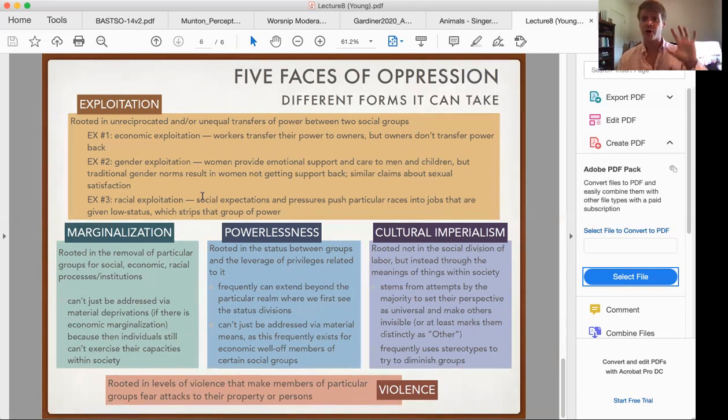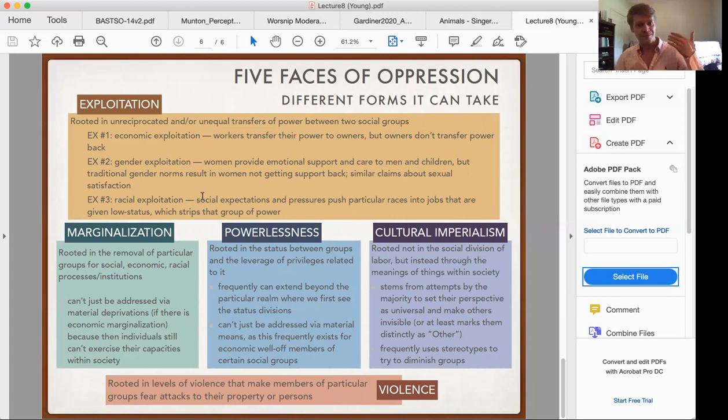Now, oppression, as I was saying earlier, always happens with social groups, not necessarily individuals, and not necessarily to mere aggregates, right? So the first face of oppression is exploitation. And notice here that all of these faces of oppression deal with various power dynamics and power structures, right? So some social group has more power than other social groups.